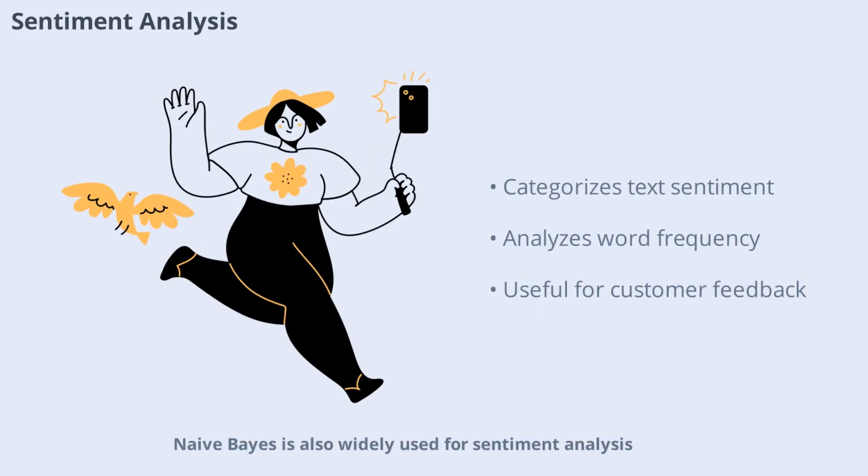Naive Bayes is also widely used for sentiment analysis, where the goal is to determine if a piece of text expresses a positive, negative, or neutral sentiment. By analyzing the frequency of words associated with different sentiments, the classifier can quickly and accurately categorize text data. This is especially useful for businesses monitoring customer feedback on social media.